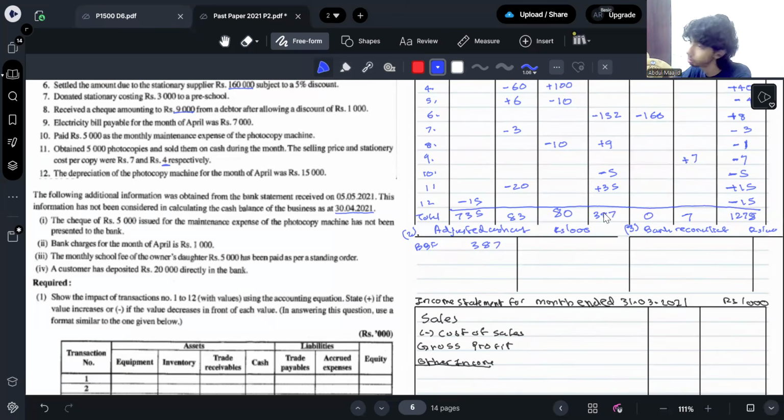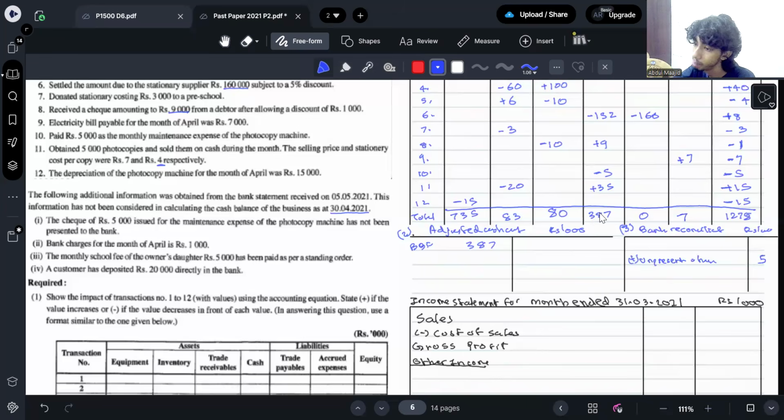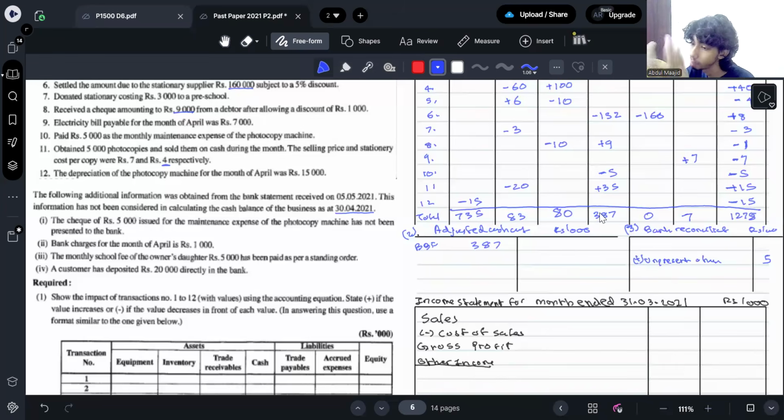Okay, the person whom we gave that check to hasn't presented it, but we paid it, right? So we have recorded. Bank has not recorded the unpresented check. You add the unpresented check 5,000. You have to add that. Then bank charge for the month of 1,000. The bank charge, okay, we have to record in adjusted cash control, credit side.